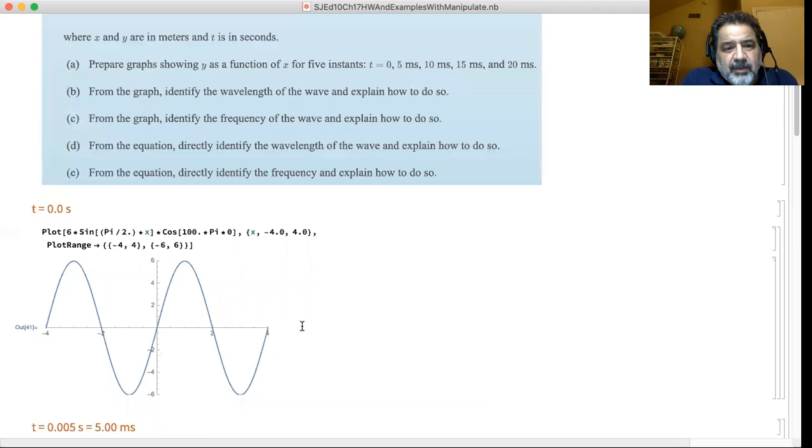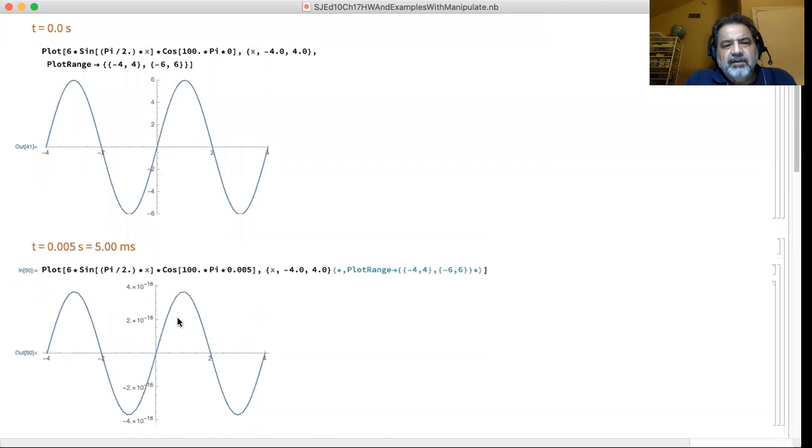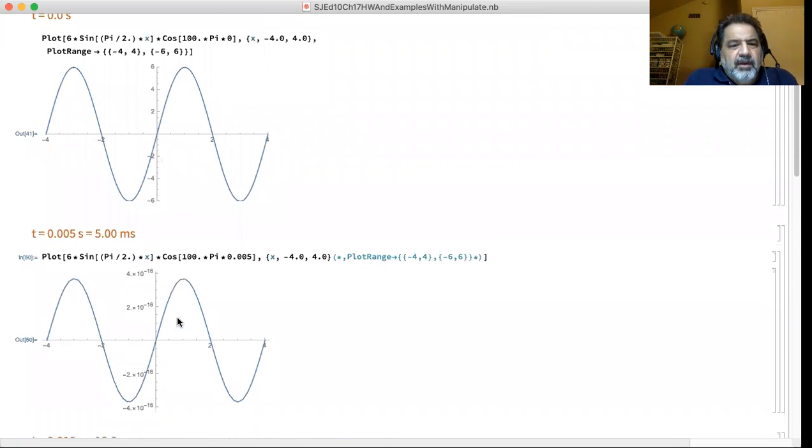The reason I set the plot range is you'll see in the next example. This is the plot that you get. And I did it for 5 milliseconds, 0.0005 seconds, and it looks the same. However, it's not the same. If you look, it goes from 4 times 10 to the minus 16 to minus 4 times 10 to the minus 16. So it's much more reduced.